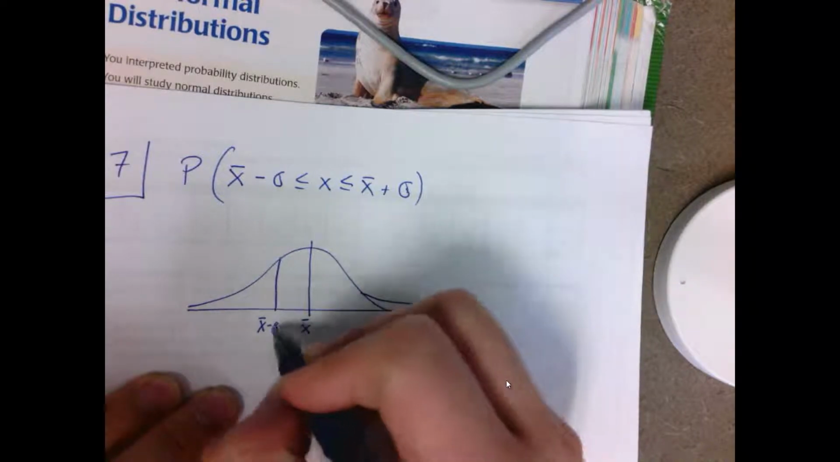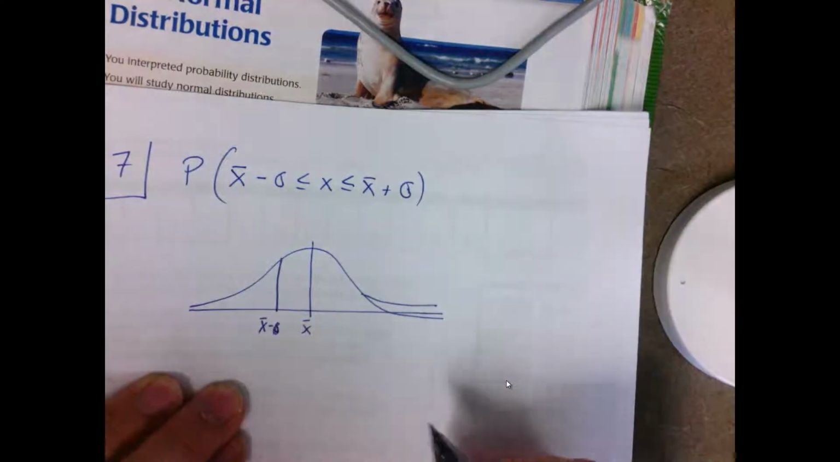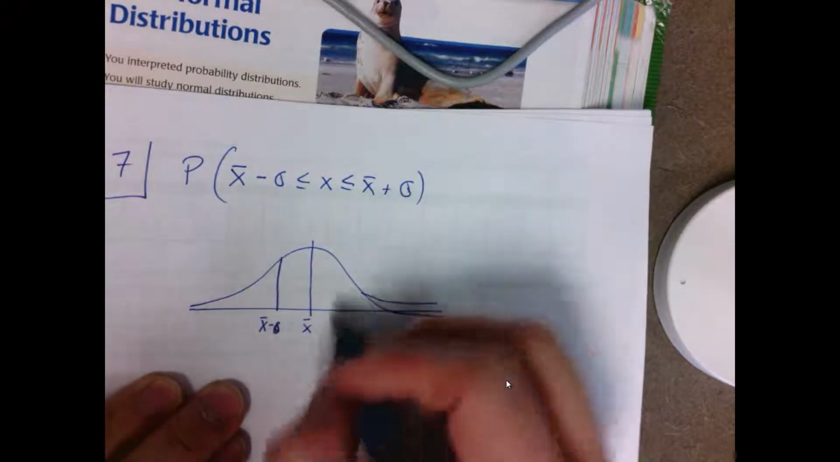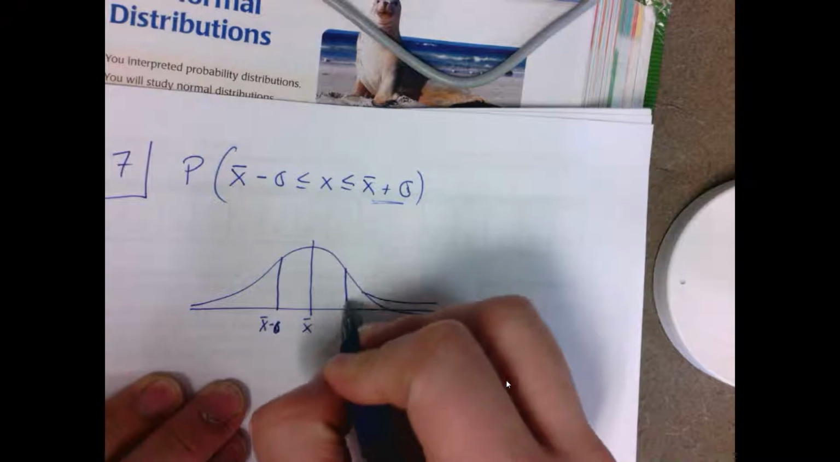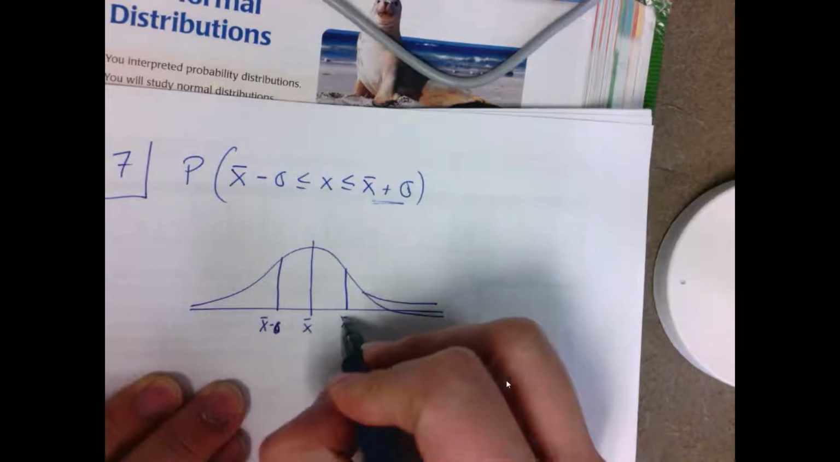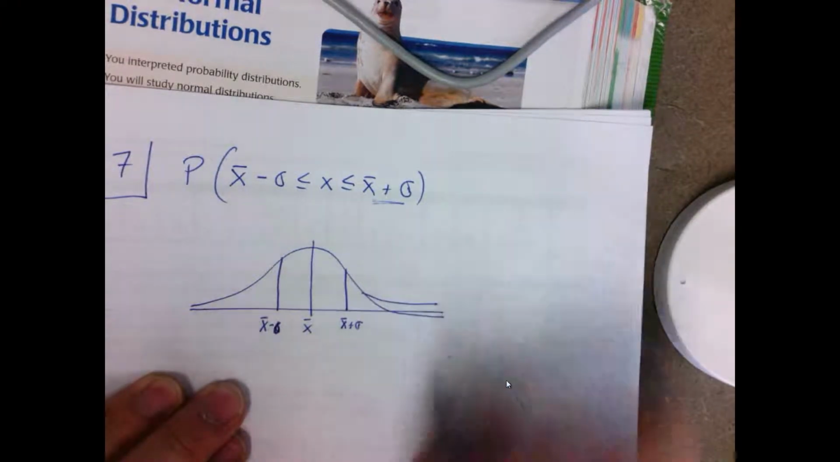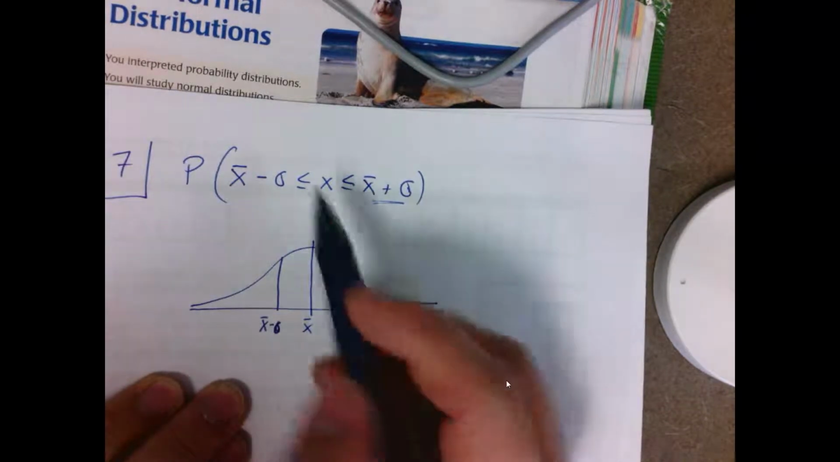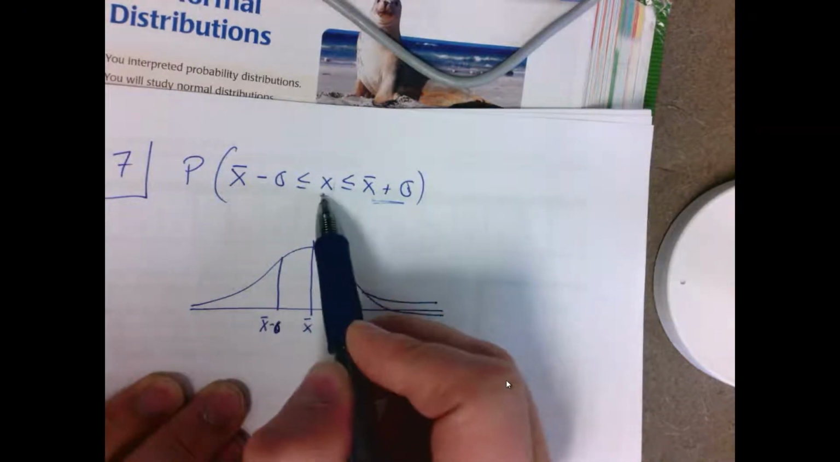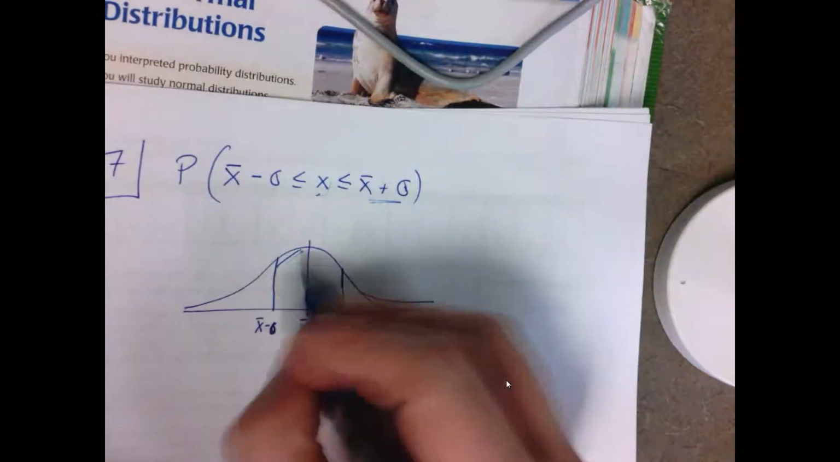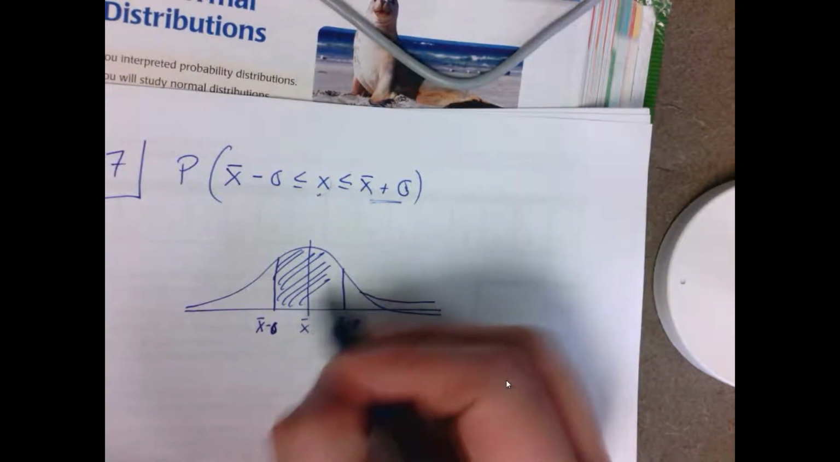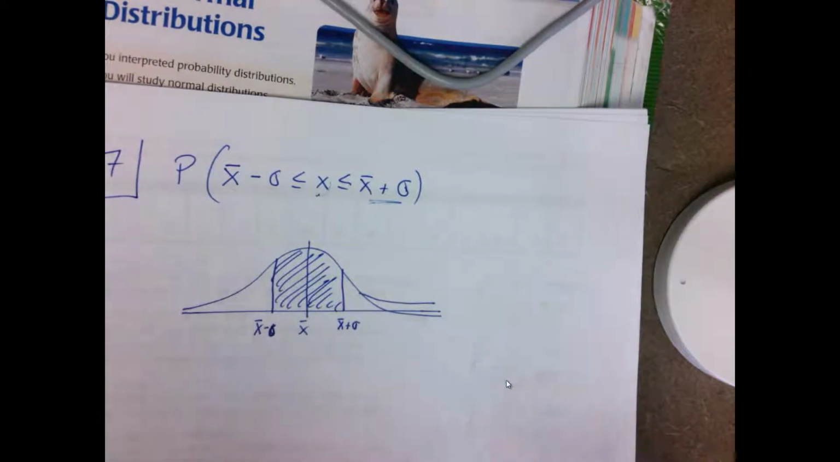Okay, that's my average minus one standard deviation. And then over here, this is x bar plus one standard deviation, which would be the next line to the right. Now, notice that x right here is sitting between those. So what the question's asking is, what's the probability that you would fit between those two values? So we're asking, what's the area underneath this curve? How much area fills up that space?